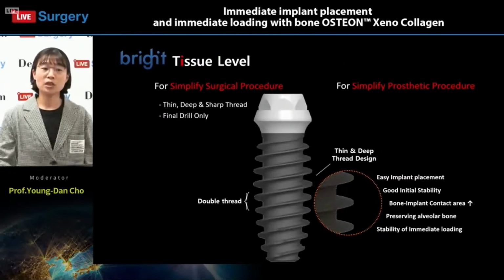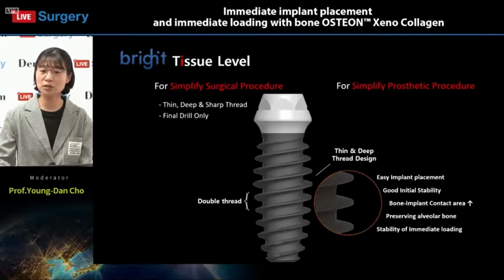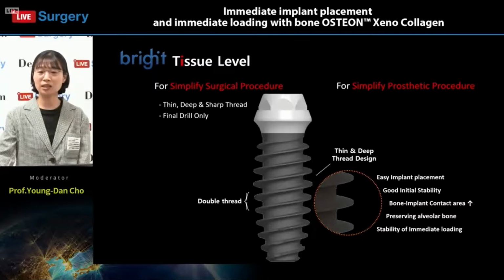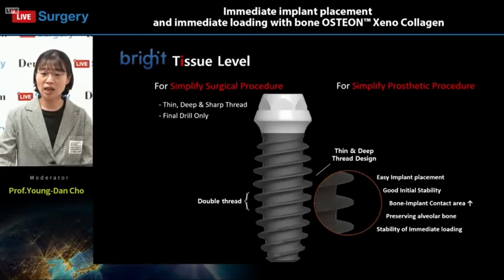Today he will use the bright tissue level implant. It can simplify the surgical procedure and also the prosthetic procedures because it has a thin and deep threaded design, so it makes implant placement easy, and it can give us good initial stability. It also increases the bone implant contact area, and therefore it can preserve the alveolar bone and allow stable immediate loading.